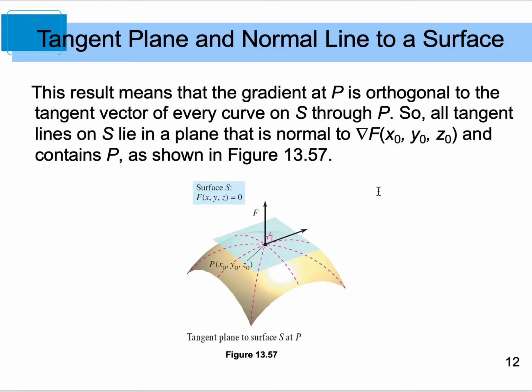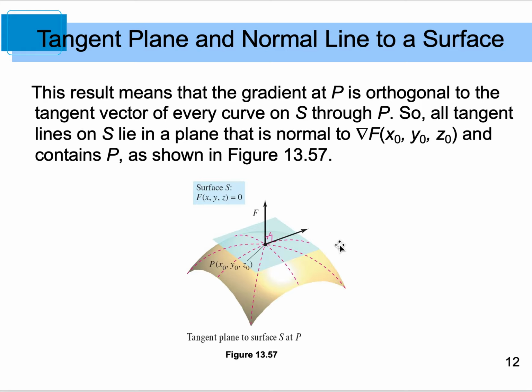So the result tells us that this gradient at point P, so locate point P on my surface, is orthogonal. Now remember, orthogonal in the 2D plane just means perpendicular to. So it's orthogonal to the tangent vector of every curve on S through P. So all the tangent lines lie in a plane, within this plane, that are going to be normal again, but they're also going to contain that point.